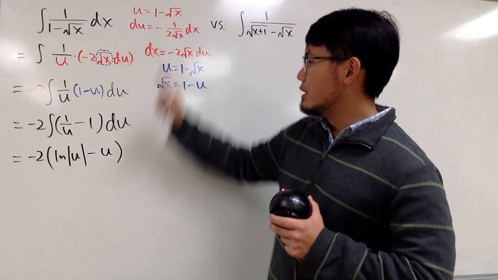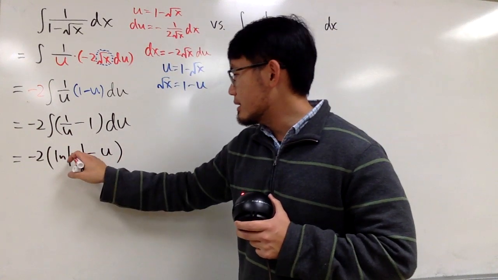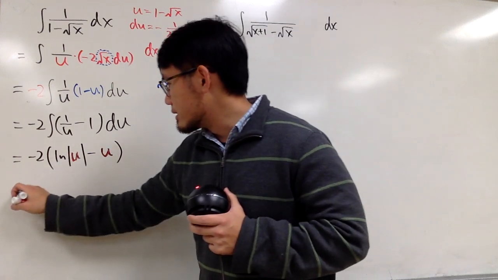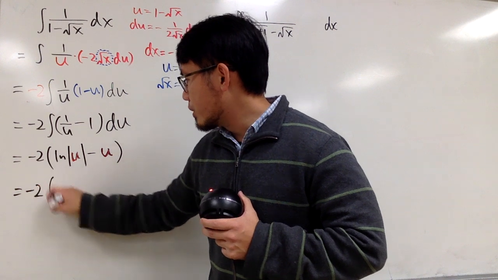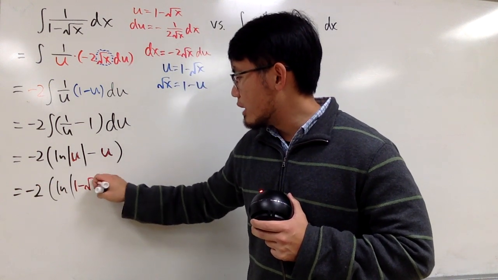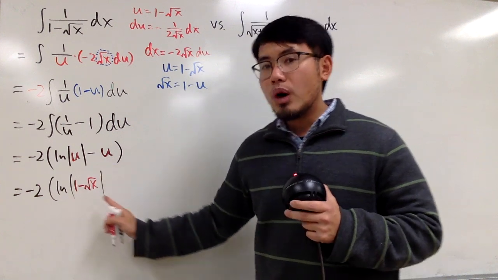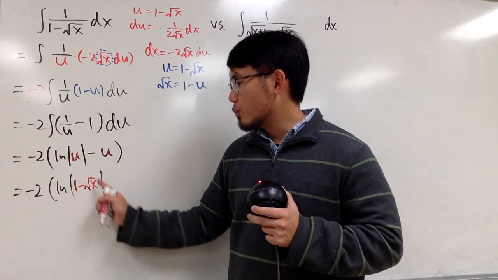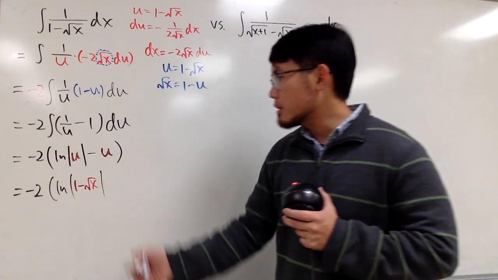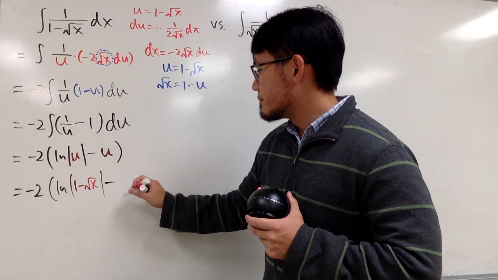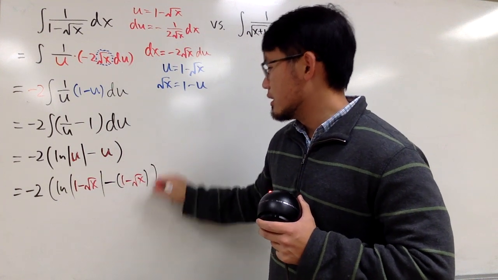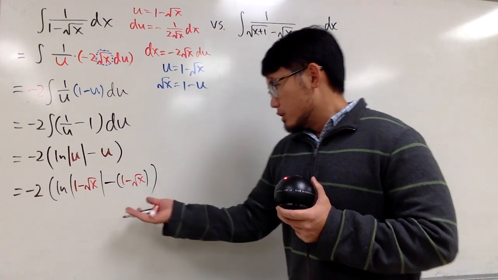And we will just put this back for the u, right? And everything will be nice. Now, let's see. We have negative 2 parentheses, natural log absolute value, and the u is 1 minus square root of x. I will have to keep the absolute value because the inside, 1 minus square root of x, could be negative. So keep it. And then minus the u, which is 1 minus square root of x. And of course, in the parentheses, another parentheses. So this is pretty much it.